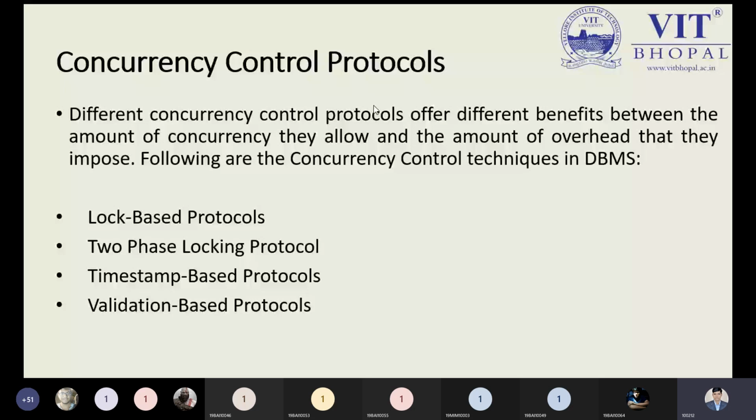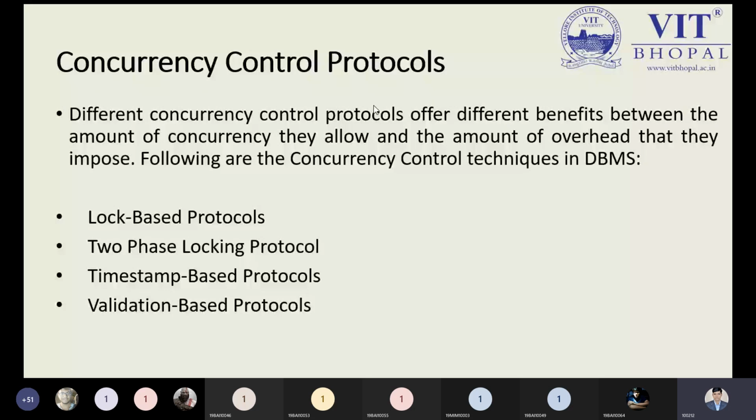Different concurrency control protocols offer different trade-offs between the amount of concurrency they allow and the amount of overhead that they impose. The following are the concurrency techniques in a database management system: one is the lock based protocol, two-phase locking protocol, and timestamp and validation. Today we will see the log based protocol, and on Monday we will see the two-phase locking protocol or timestamp based protocol.